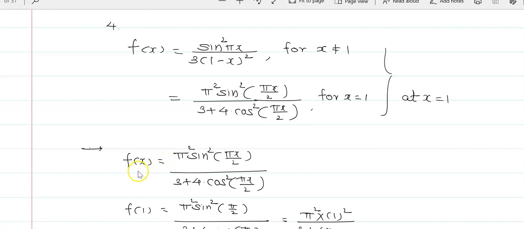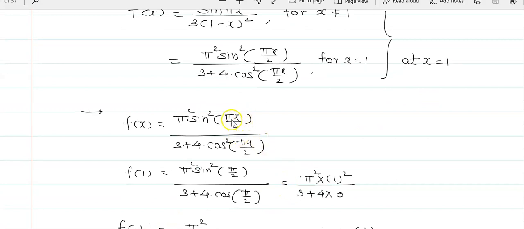Now see this again. F of x is equal to pi square sin square pi x upon 2, over 3 plus 4 cos square pi x upon 2, at x is equal to 1. Replace x by 1. Then you will get pi square sin square pi upon 2. What about the denominator? Then 3 plus 4 cos square pi upon 2. Now here is the cos of pi by 2. That is cos 90. Cos 90 is 0. 0 into 4 is 0. So we get pi square upon 3. This is the value of the function.